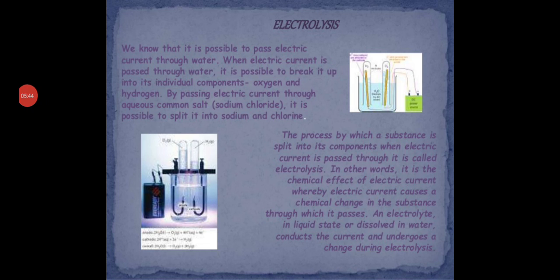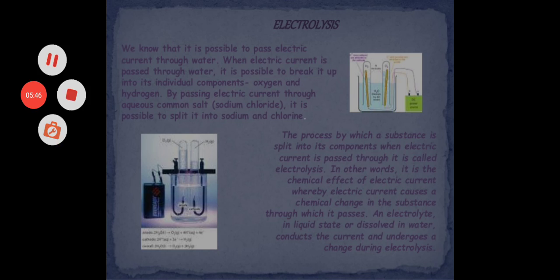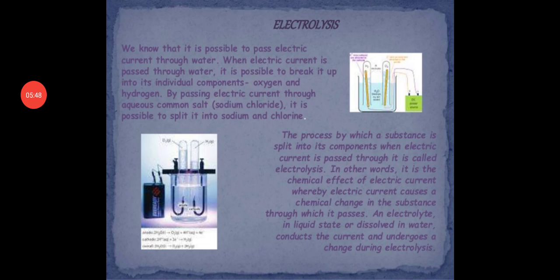Electrolysis. We know that it is possible to pass electric current through water. When electric current is passed through water, it is possible to break it up into its individual components, oxygen and hydrogen. By passing electric current through aqueous common salt, it is possible to split it into sodium and chlorine. The process by which a substance splits into its components when electric current is passed through it is called electrolysis. In other words, it is the chemical effect of electric current whereby electric current causes a chemical change in the substance through which it passes.